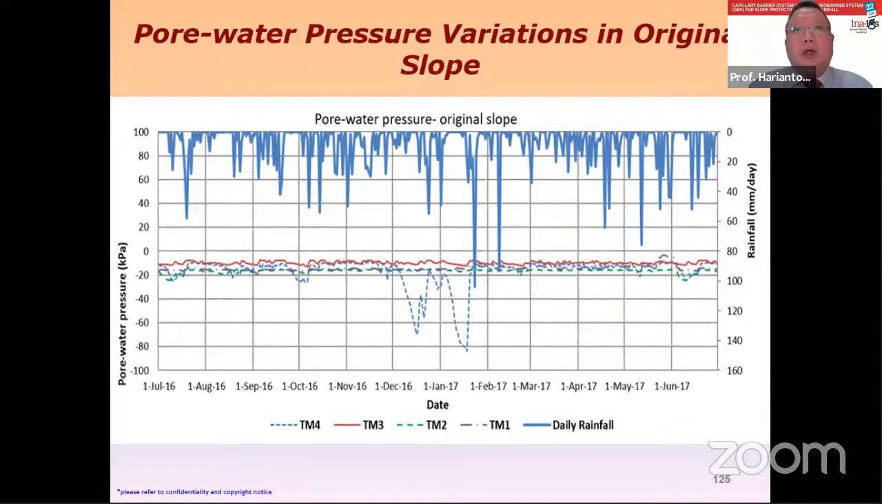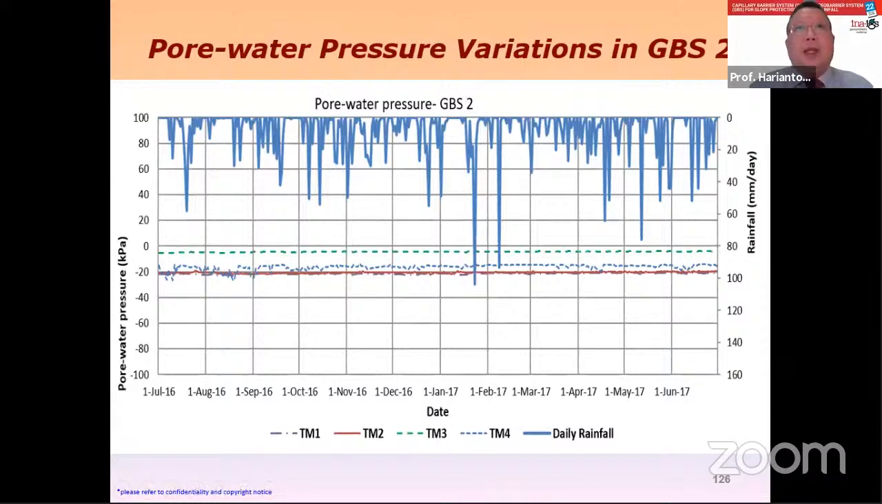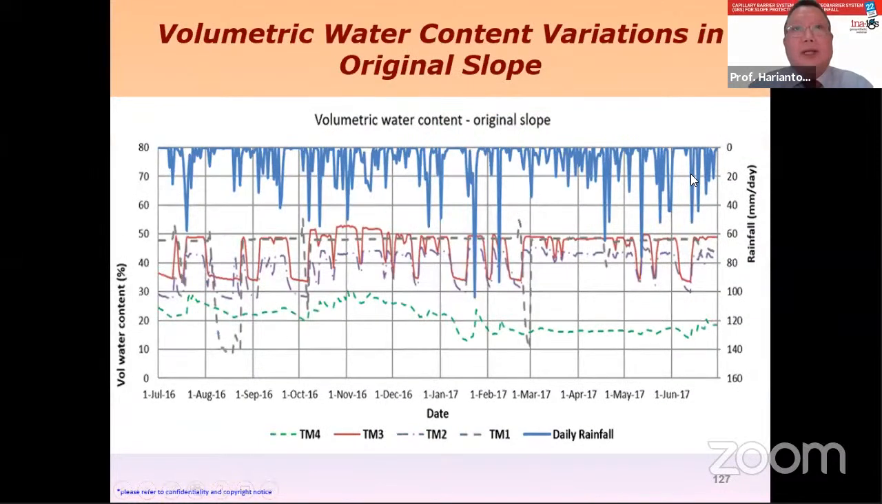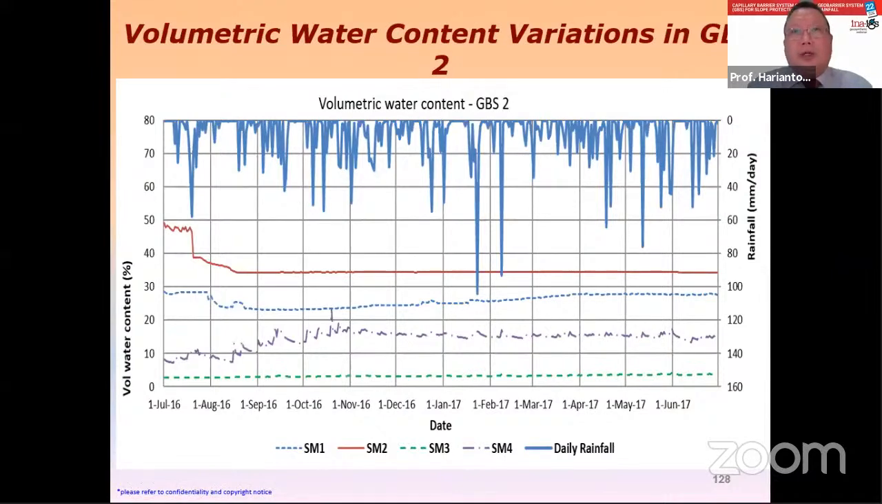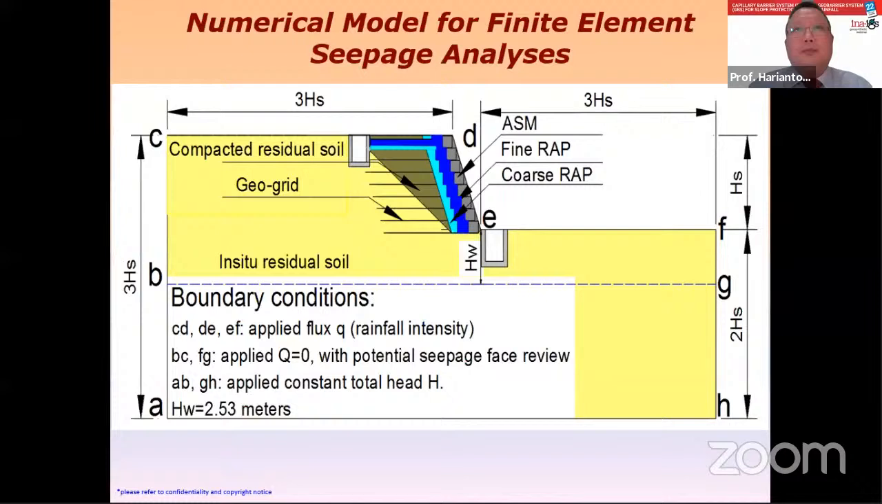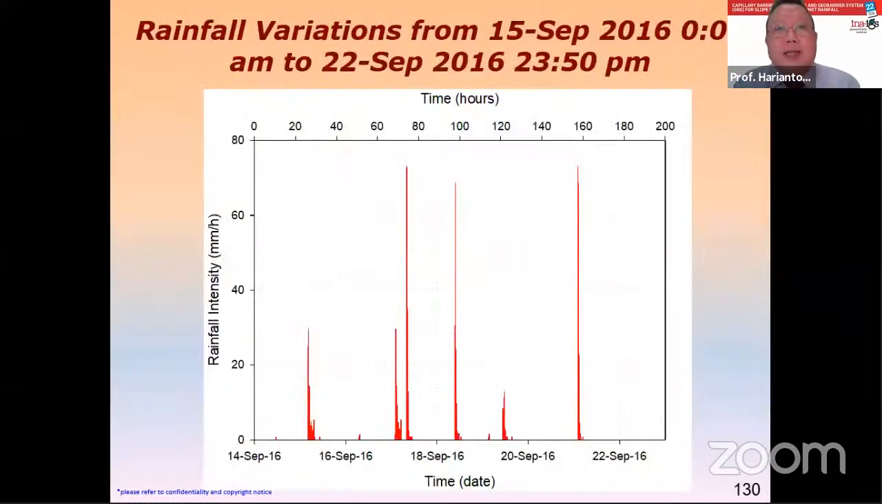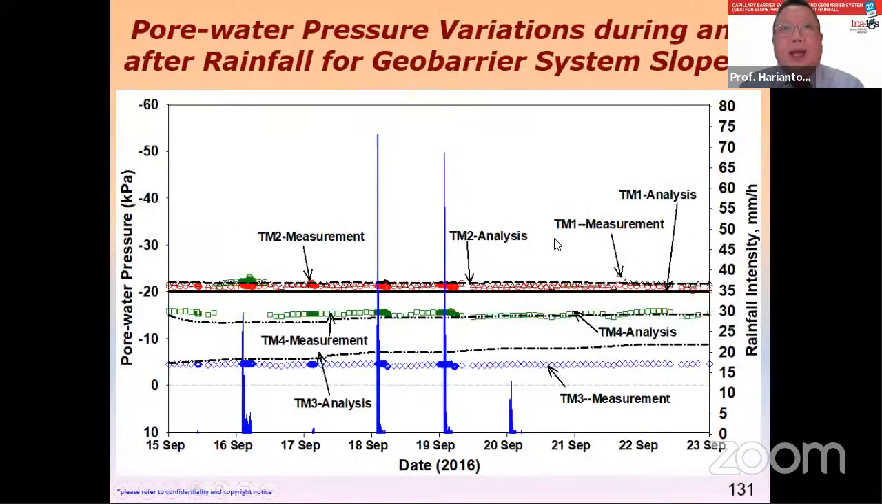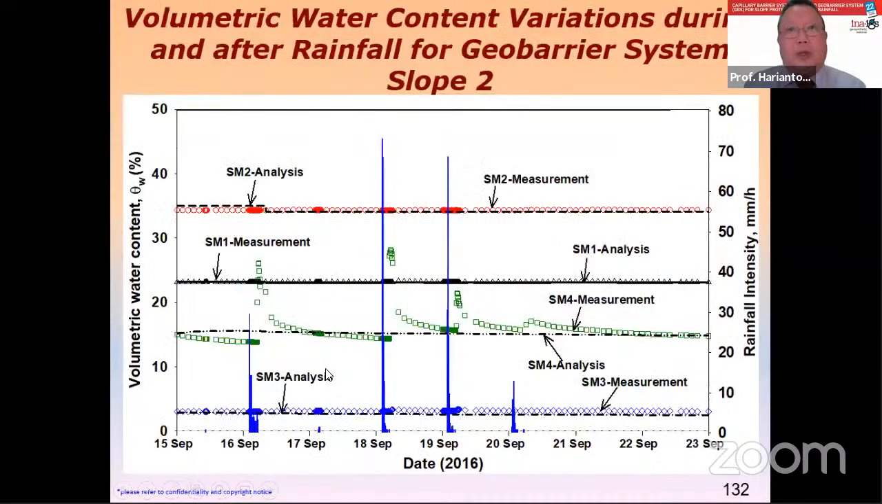The pore pressures for the original slope vary a bit, but behind the GBS, they remain negative throughout the period under the same rainfall. The same thing with the volumetric water content as well. And we did the analysis using finite element analysis for this rainfall condition, and the results from the numerical analysis agree with the measurement from the field with respect to the moisture content and also the suction or the negative water pressure. So we have a very good agreement.